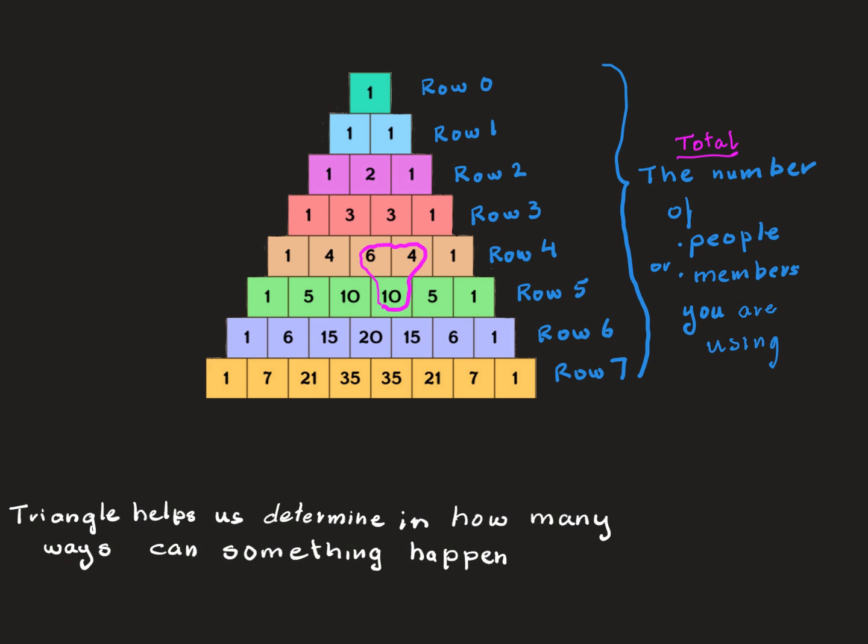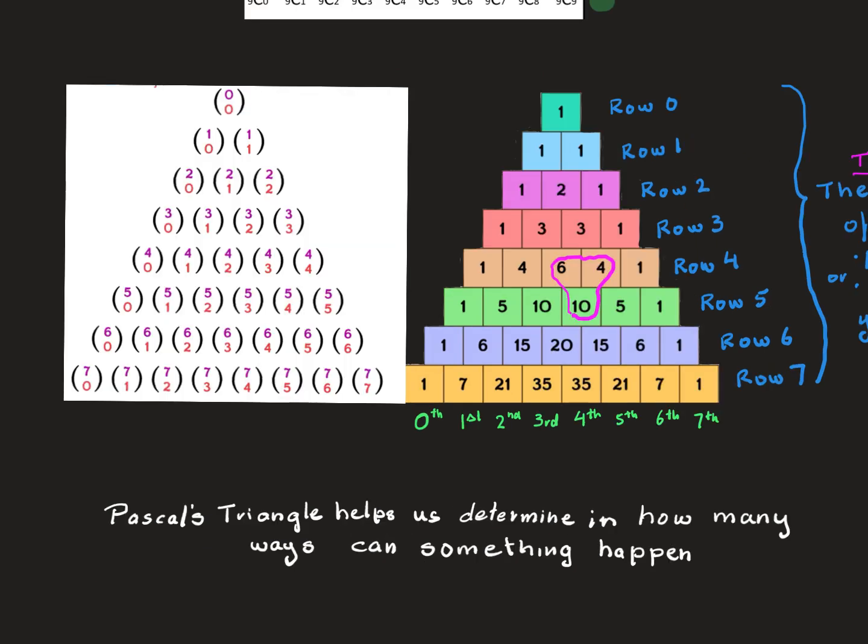Now each row will have elements, and we consider this leftmost element here to be 0. This element here is number 1. This element here is second, third. Okay, so the last row, the row 7, will have 7 elements. The row 6 will have 6 elements. Row 5 will have 5 elements. So we can now write this Pascal's triangle and show it to you in a different form.